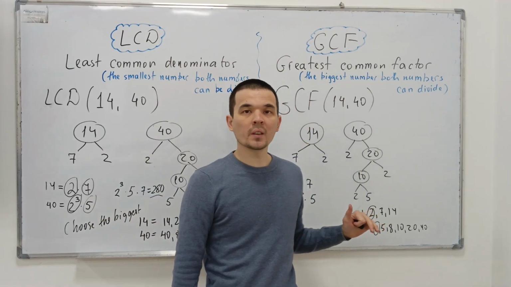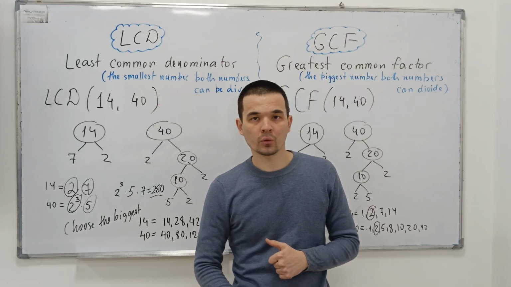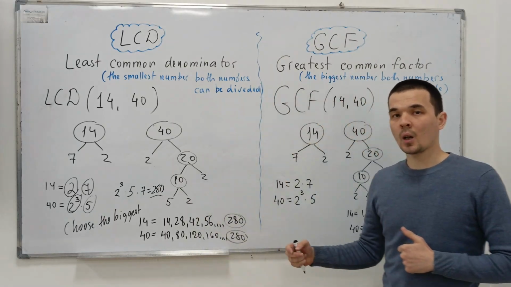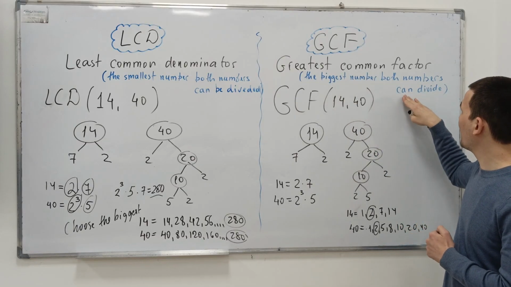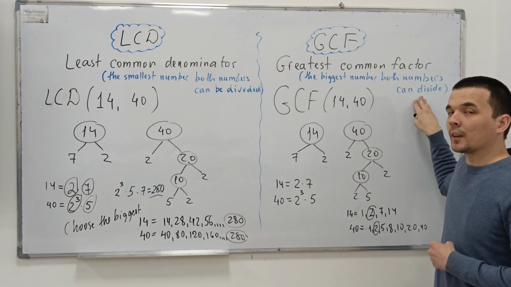Let's move on to the greatest common factor. What is the greatest common factor? Greatest common factor is the biggest number that both numbers can divide. Let me explain.